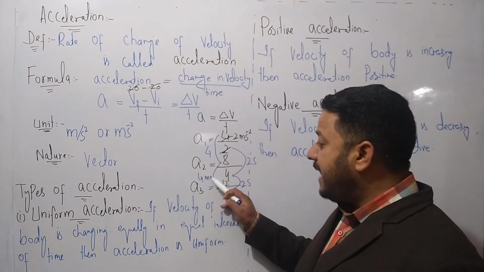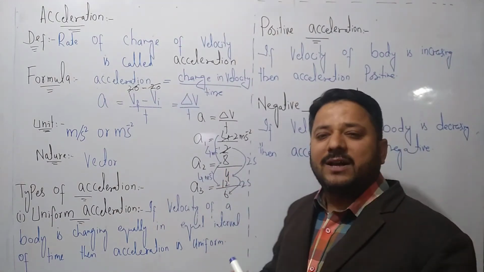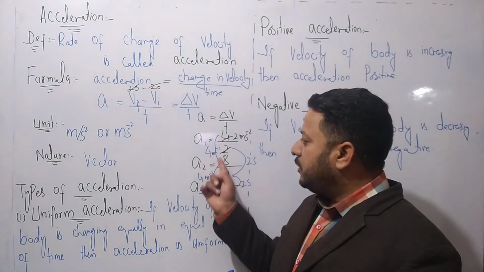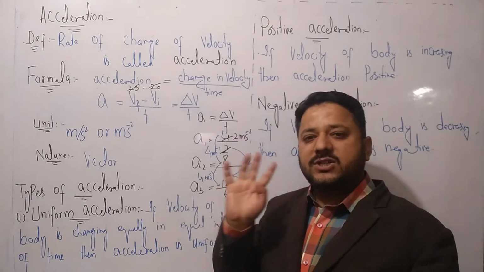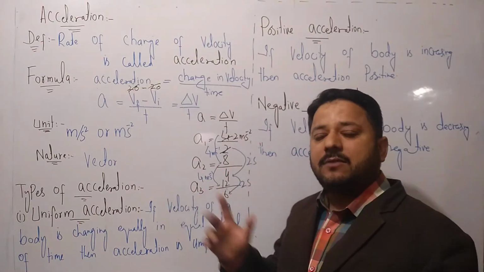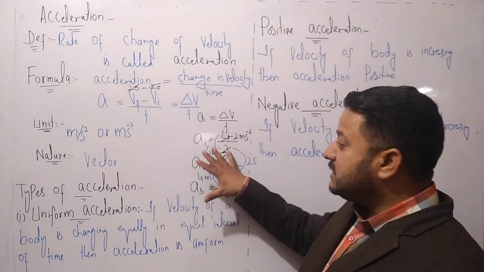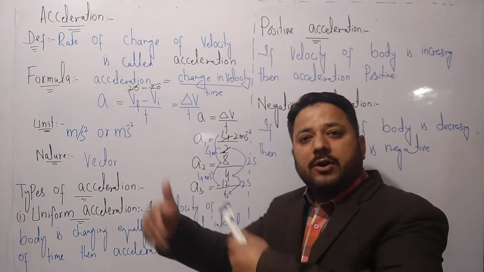So we can say that yes, velocity is changing equally, because from here to here velocity has been changed by 4. From here to here velocity has been changed by 4, and the interval we have considered equal. So this is uniform acceleration, students. Velocity is continuously changing.